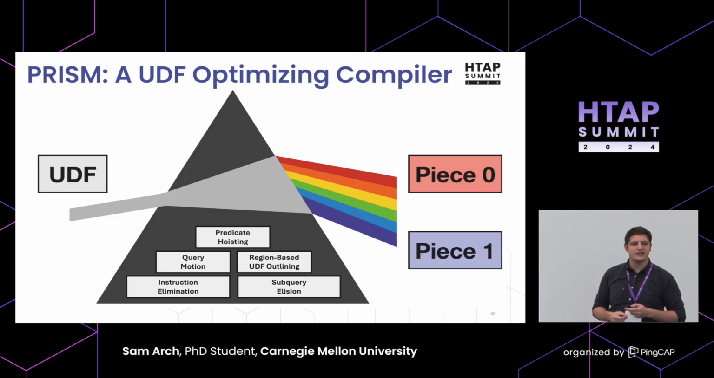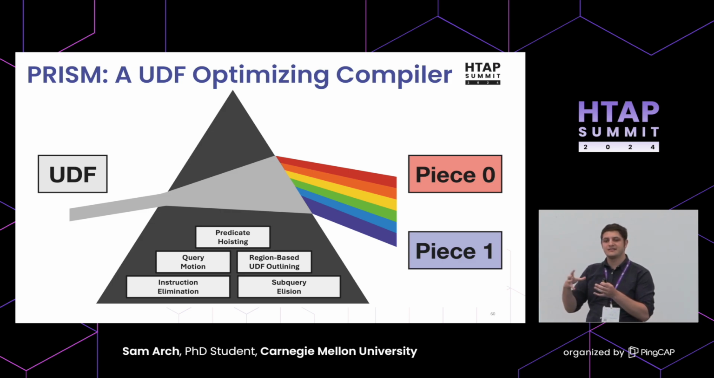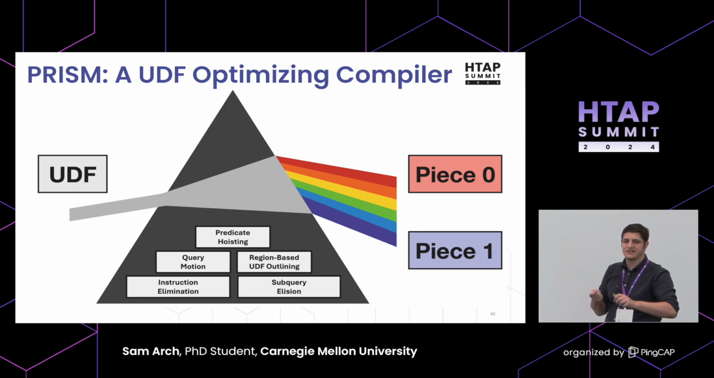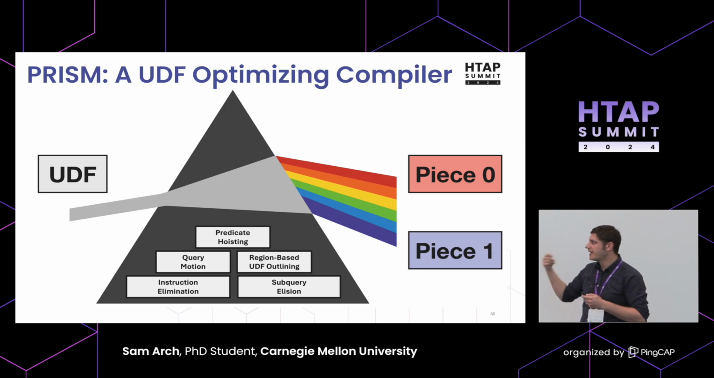So what we did is we implemented this UDF outlining technique as well as a bunch of different complementary optimizations in an optimizing compiler that we call Prism. And Prism is a 5-letter acronym just like Freud, but the reason why we call it that is because it's like a prism of light. What it does is it takes in a UDF, which mixes pieces that you care about inlining and don't care about inlining, and it breaks it up into its constituent pieces. So maybe piece 0 you want to inline and expose to the query optimizer, and piece 1 you don't care, and you leave it as a UDF call that's either compiled or interpreted by the database system.